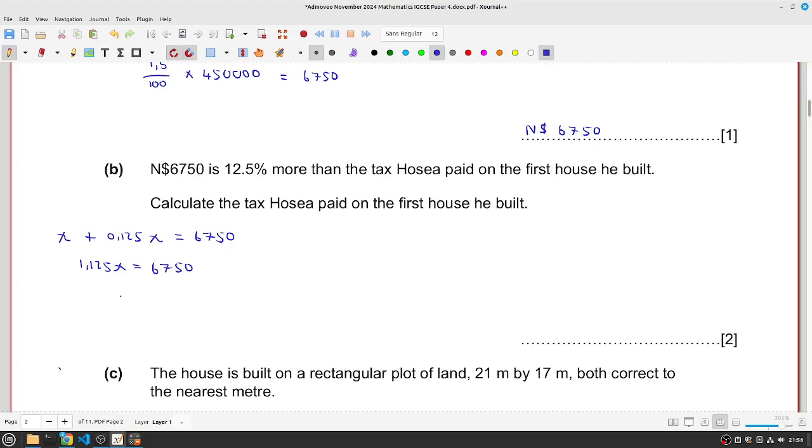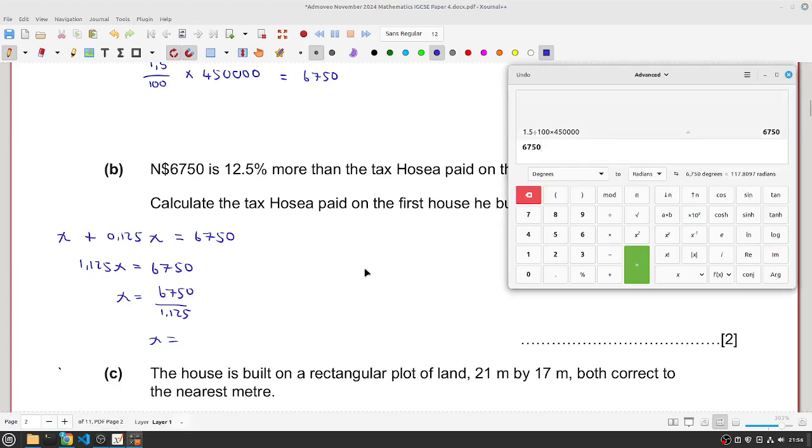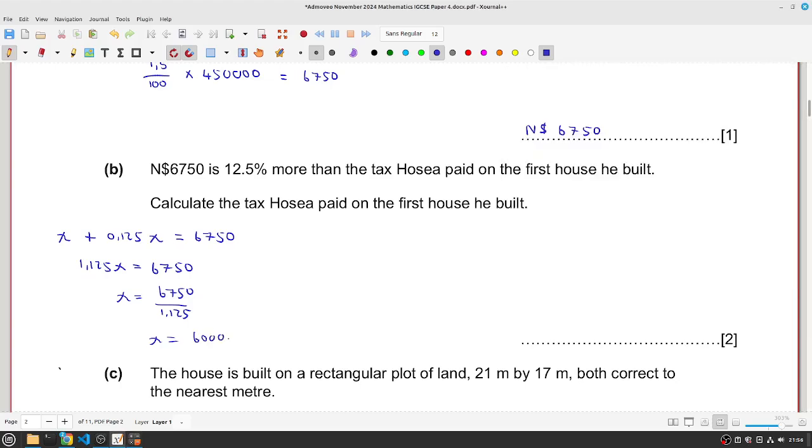And then we divide both sides by the 1.125. So 6750 divided by 1.125. And let's see what that gives us. Again, let's put out the calculator. So we have that amount divided by 1.125, and we get 6,000. So it's $6,000.